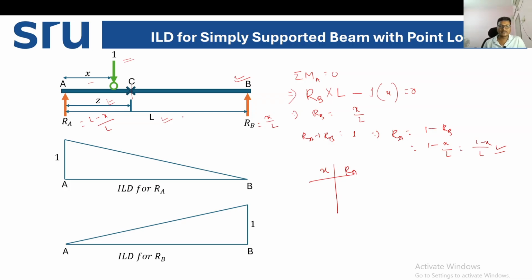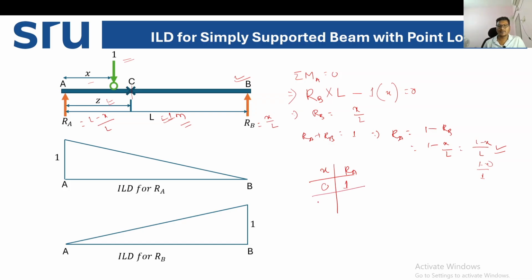If you consider L is equal to 1, L is equal to 1 meter, so the total length of the beam is 1 meter. Now, if X is equal to 0, what will be the reaction at A? This is the equation: RA is equal to (L minus X) by L. So if X is equal to 0, what will be the equation? Now L is 1, so (1 minus X) by 1. X is equal to 0, so 1 by 1, it will be 1.